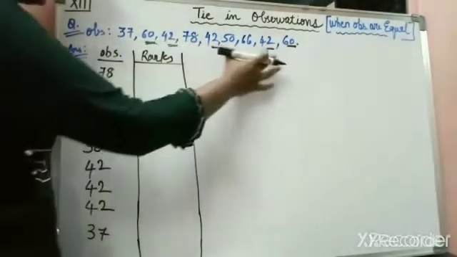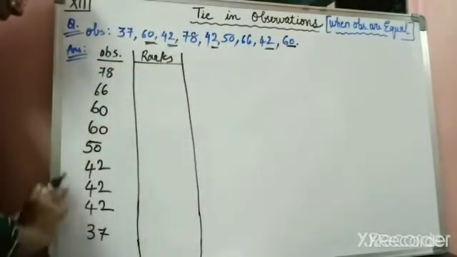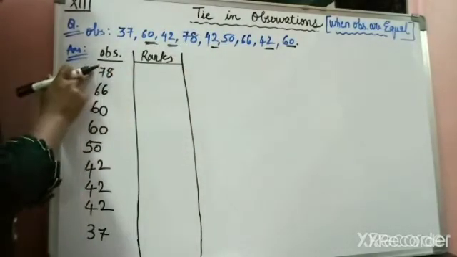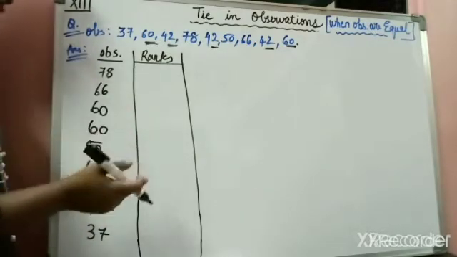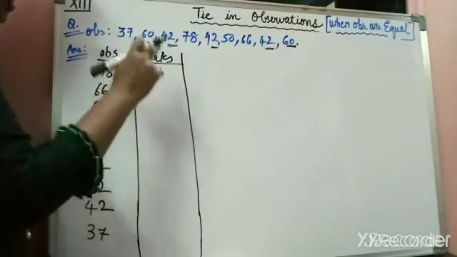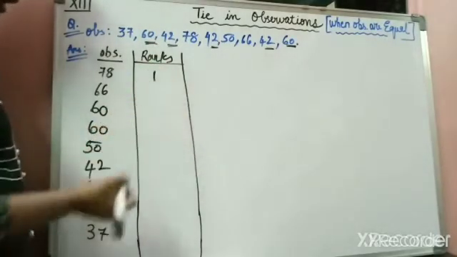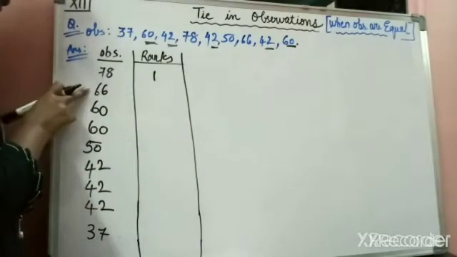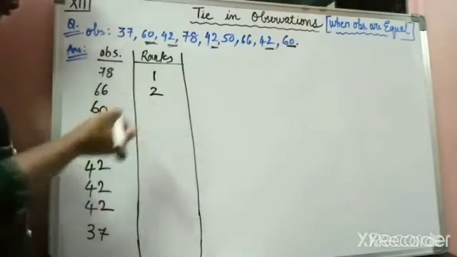So first of all, this data is mixed. So you have to put it in descending order, starting from the highest value and ending up at the lowest value. Now after that you have to assign the ranks. So for the first highest value, the rank would be 1. Clear? Then we have 66. It is not repeating, so we would be assigning rank 2.